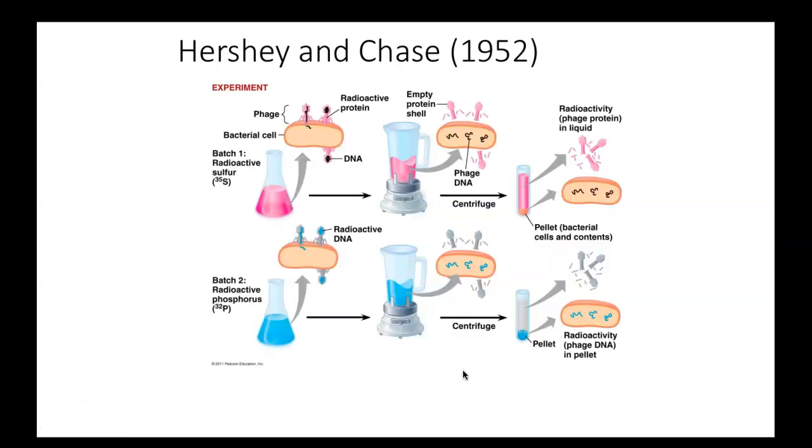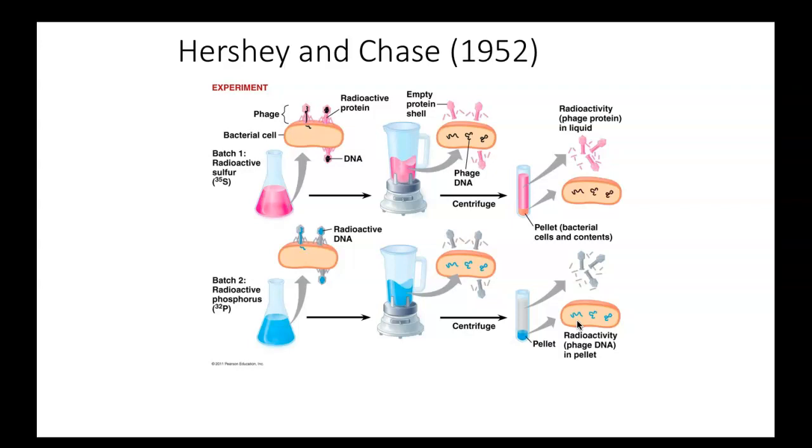To make a long story short, the sulfur experiment is the pink one on the top. The phosphorus experiment is the blue one on the bottom. And what they found is that phosphorus ended up inside the bacteria. Why did they choose sulfur and why did they choose phosphorus?